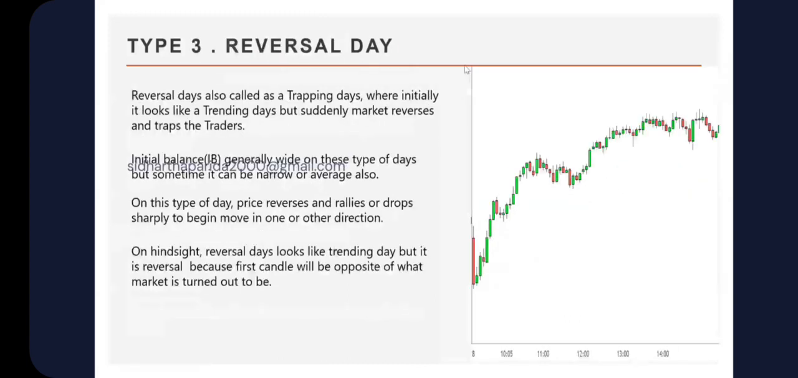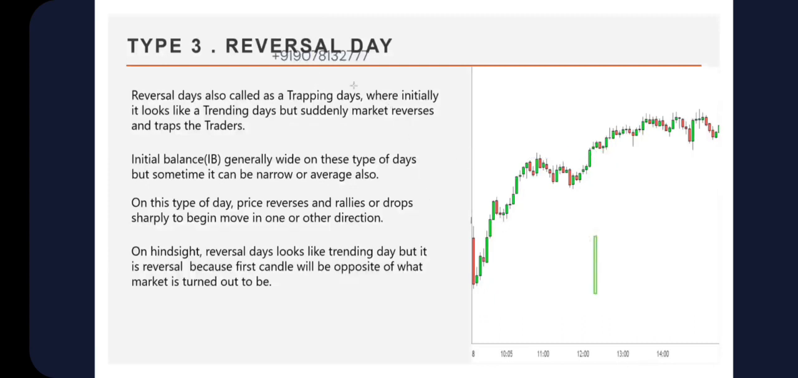Okay, now we are going to see the third type of day, that is the reversal day. Reversal days are also called trapping days, where initially it looks like a trending day, but suddenly the market reverses and traps the traders. So what is the reversal day? Reversal day is like this. Started with a huge bearish candle, right? Many people thought that it's a trending day, initiative sellers are taking price down, and suddenly reversal. That is what happens on reversal day, which I also call a trapping day.